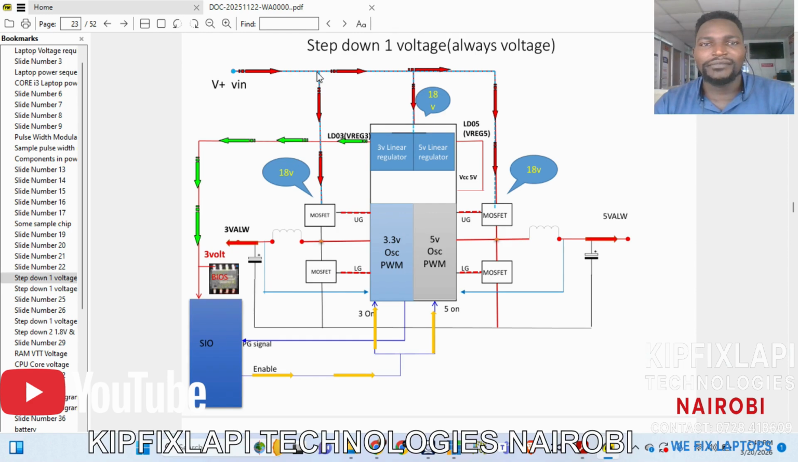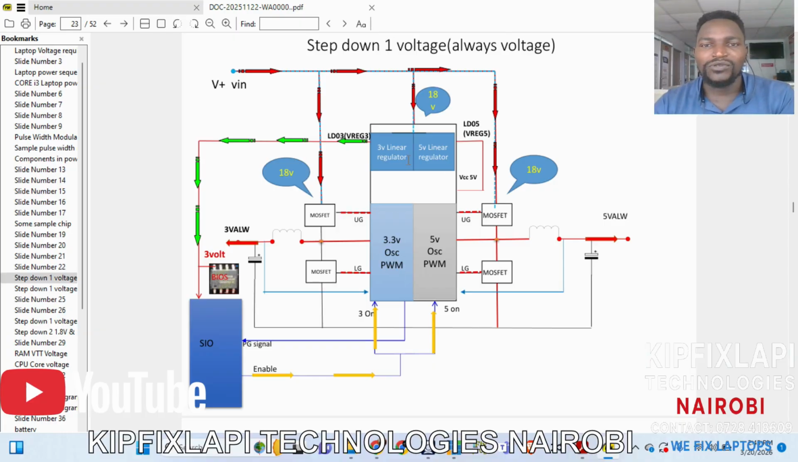As you can see, we have the main power coming in. This is the input power. This power can come to this switch. This is the MOSFET, a power switch. And then we have another power coming into this PWM, pulse width modulation.